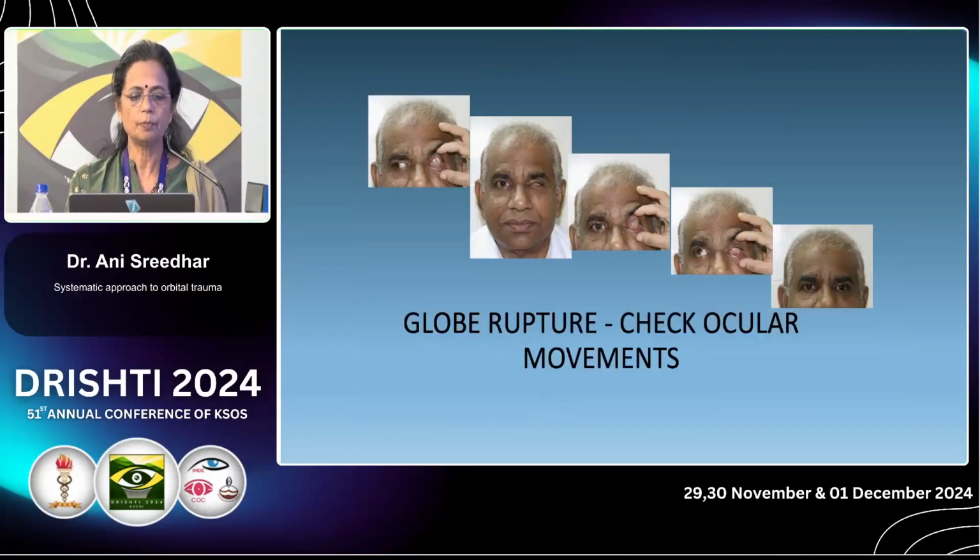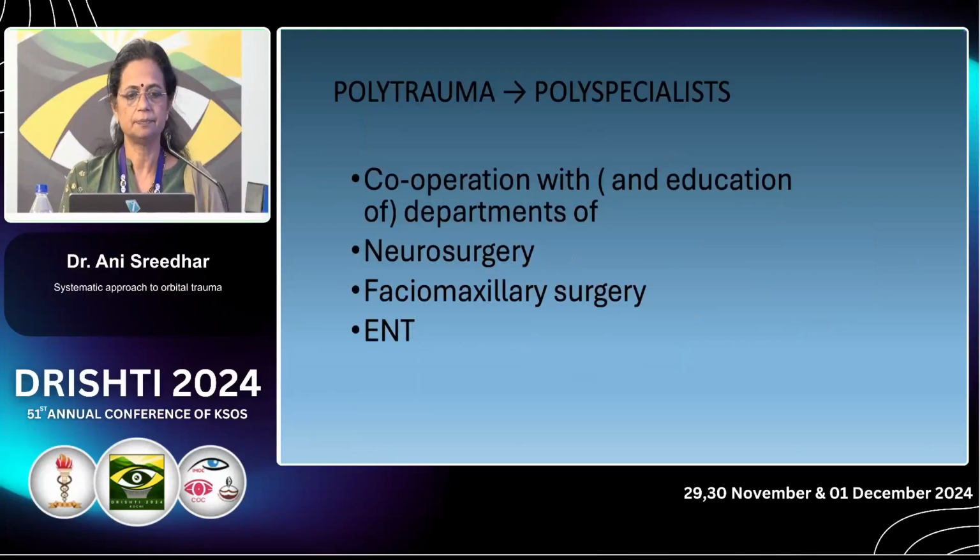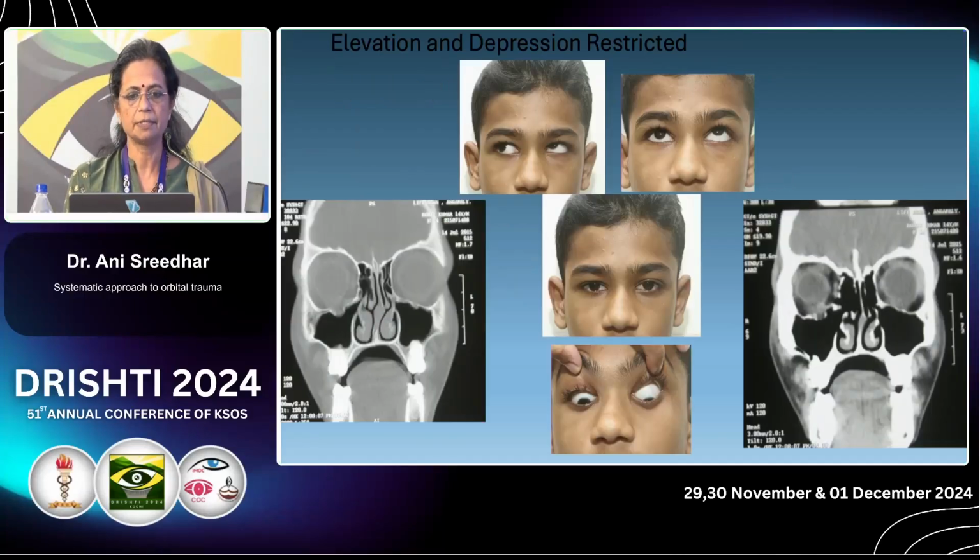Whenever the globe is ruptured, we all concentrate on the globe rupture. You should check the ocular movements, because these fractures, even I have not detected many times, because you do not take a CT. Medically, these may have implications. Even though the eye may not get any vision, the fracture has to be detected. So you have to cooperate between the neurosurgery, maxillofacial and ENT departments. Depression may also be affected in inferior rectus entrapment and floor fracture, because the fracture may extend posteriorly.